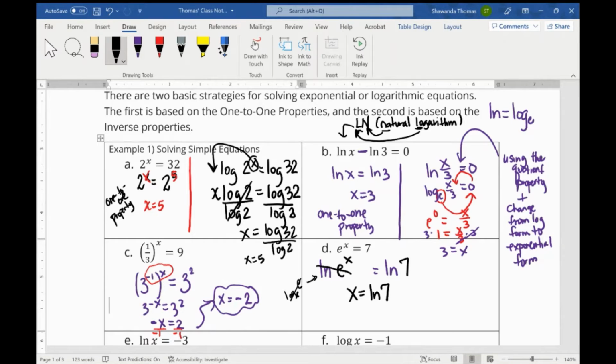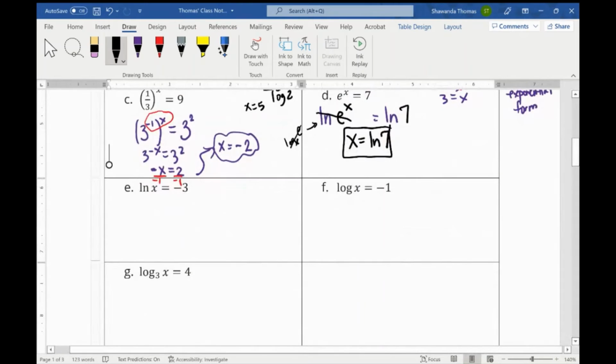So the natural log of 7 is approximately 1.946, but again, if the problem does not say to approximate or round the answer, then do not put it in as a decimal, because a rounded decimal is not the most accurate answer. This will be the most accurate answer if the instructions do not specify to round. All right, natural log of x equals -3.